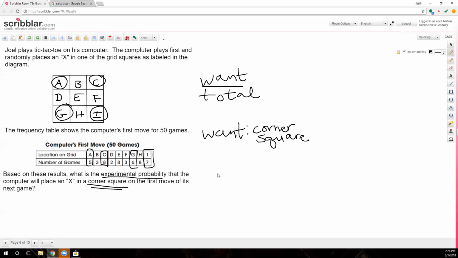So still not seeing an answer yet. So let me give a hint. We have our numbers that go with A, C, G, and I. All we need to do to find the total amount, all the times the computer picked it, is to add them together. If we add all those numbers for A, C, G, and I together, then we can find how many times it happened for what we want to happen.